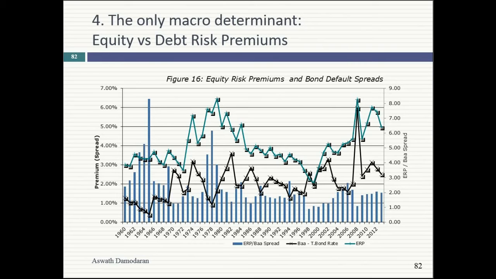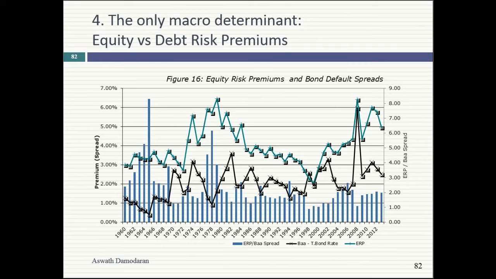See this purple line? That's the ratio of the equity risk premium to the default spread. So basically I take the equity risk premium and divide by the spread. When that number is really, really high, it means the equity risk premium is high relative to the default spread. When that number is really, really low, as it was in '99 and 2000, that means the equity risk premium is low relative to the default spread.